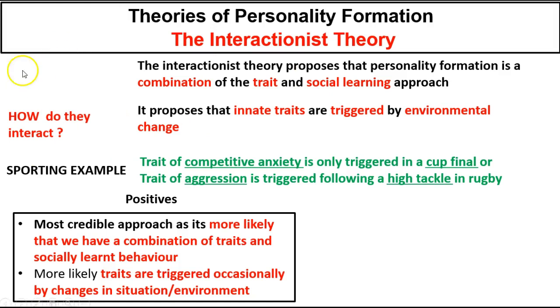Well, straight away, it's the most credible approach, because it's most likely that we have a combination of traits and socially learned behavior. And it is more likely that traits are triggered occasionally by changes in environment. So as you can see here, same again, you have got directly from your descriptors, as long as you signpost it as a strength and weakness, the exact key points for evaluation. It's so easy if you do it correctly. But you've got to signpost it.